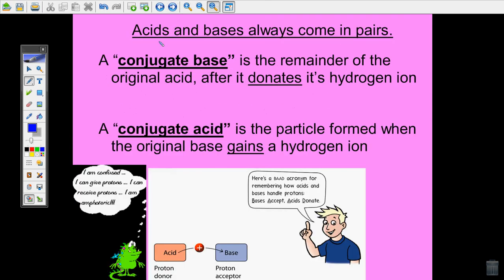Now when that happens, you're going to produce a conjugate base. So after the acid gives away its proton, it then becomes the conjugate base. After the base has accepted the proton, it becomes the conjugate acid. Okay, here's a little acronym to remember: bases accept, acids donate. So your conjugate base will always be paired with your acid, and your base is always going to have a conjugate acid. Now some compounds like water are amphoteric, meaning they can accept and give protons.